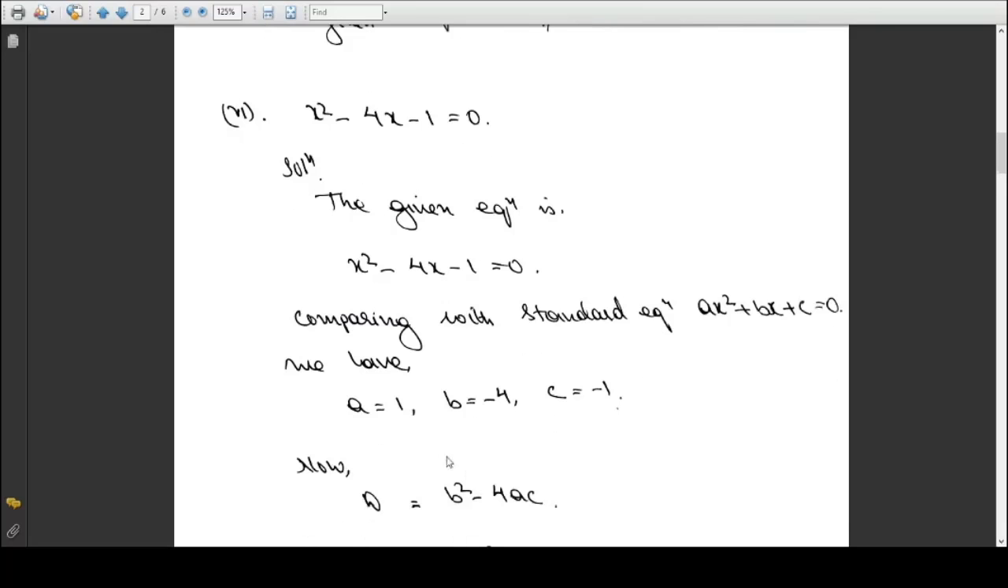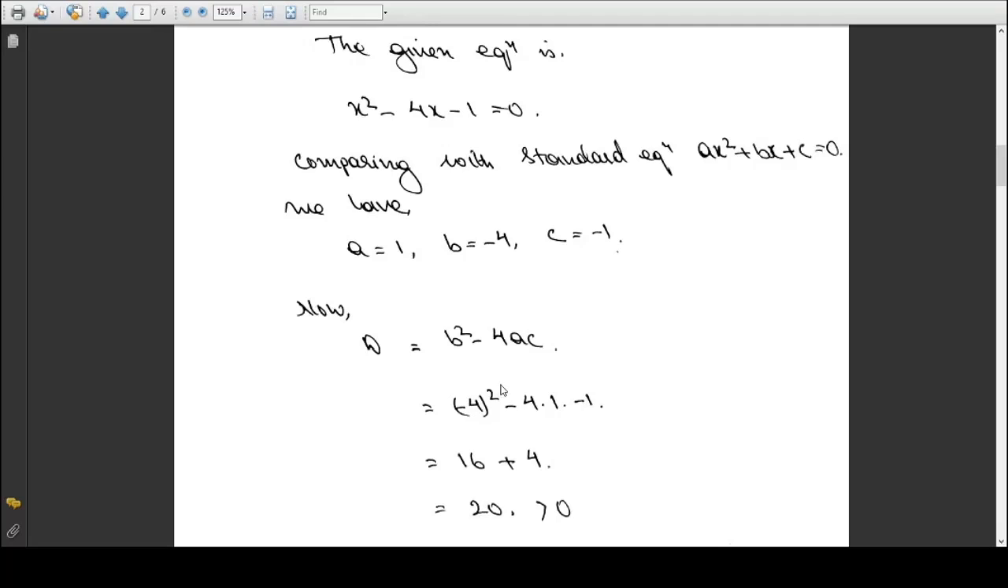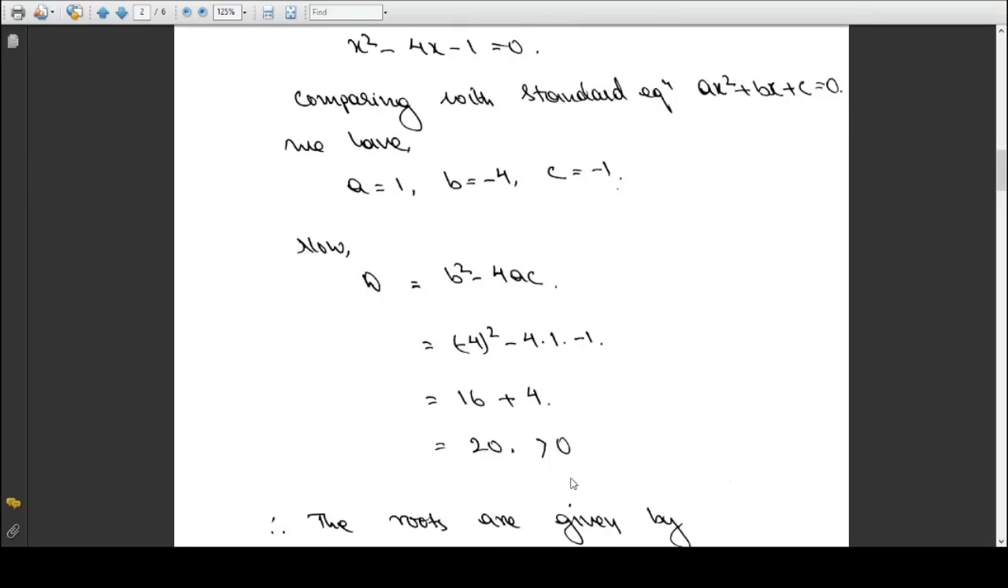Now the discriminant again, b square minus 4ac. What is b? Minus 4. That is minus 4 square, minus 4, a is 1, c is minus 1. Now minus square is plus, 4 square is 4 multiplied by 4 is 16. Here this minus with this minus you have to multiply, minus with minus gives plus, 4 times 1 is 4, 4 again with 1 is 4. This means 16 plus 4 gives 20, which is greater than 0.